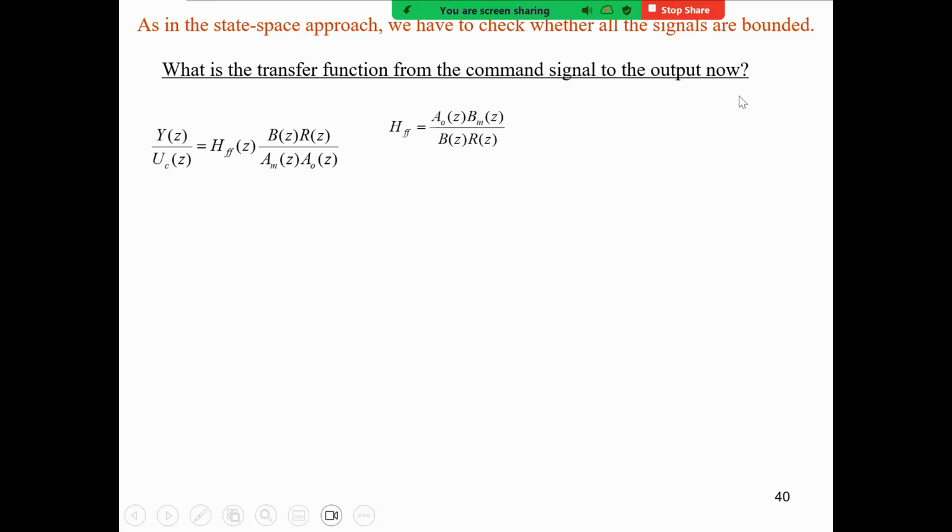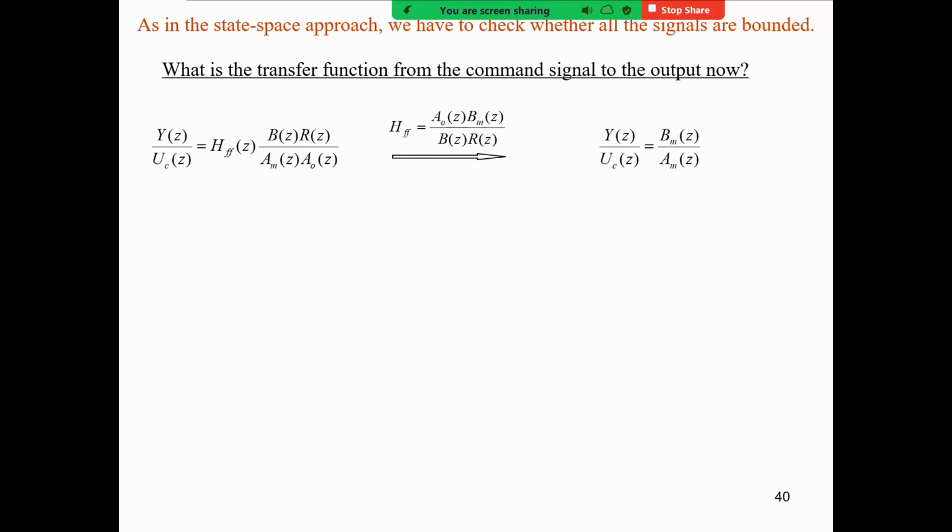What's the transfer function from the command signal to the output now? Here you can see this one is the transfer function from the command signal to the feed forward signal, right? So this P times R is operating on the feed forward signal. This PR is also operating on the feed forward signal. That's the reason when we do this, they can cancel out. Then we have that one, and finally there's A naught, which also cancels out. Then we can match the reference model.